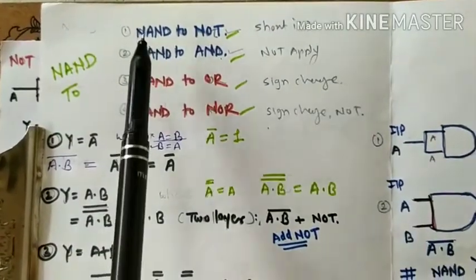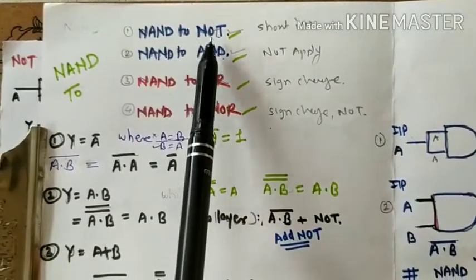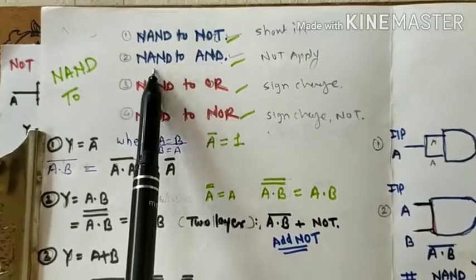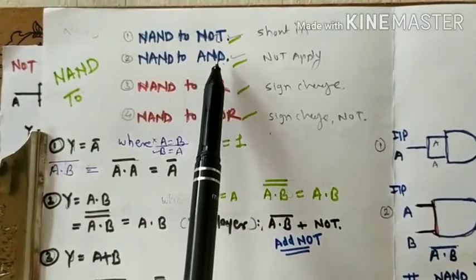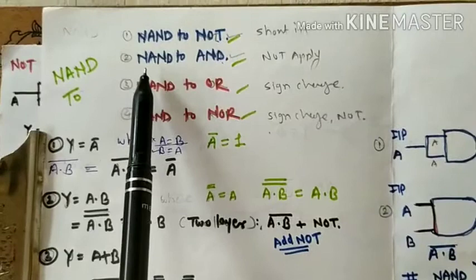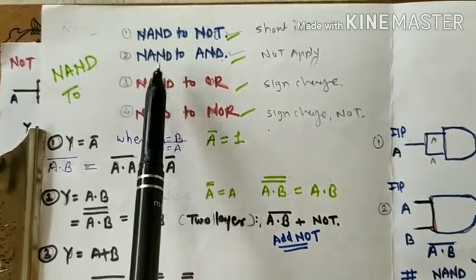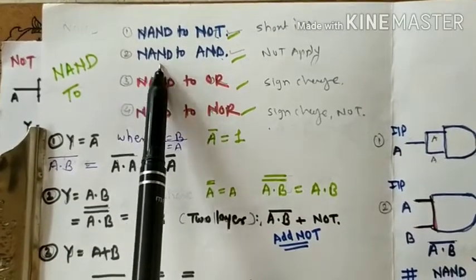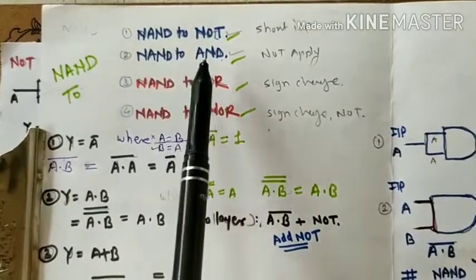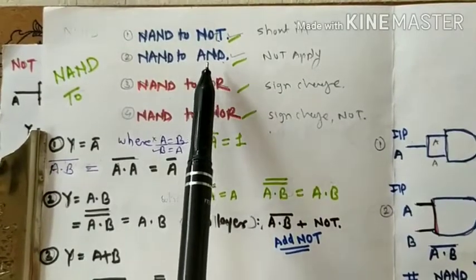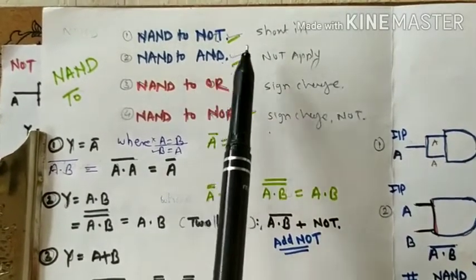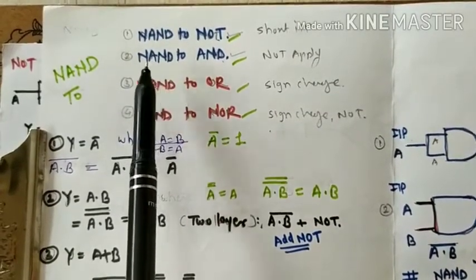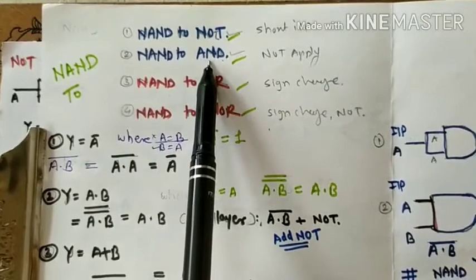See here, by the help of NAND converting into NOT, it's very easy. You have to just short the inputs. NAND gate to AND gate is very easy, because we have NAND gate. NAND gate converted to AND gate means you have to add one NOT, so it will be AND. Because we know if we have AND and we implement one NOT, it will be NAND. So again, NAND, you implement one NOT, so it will be AND.